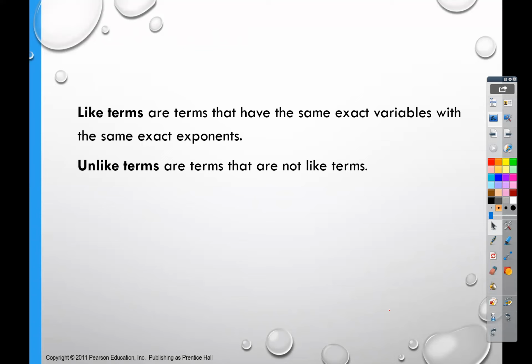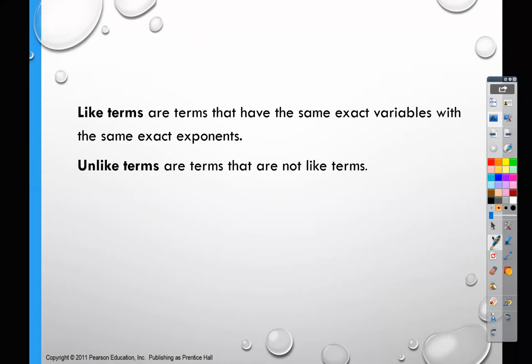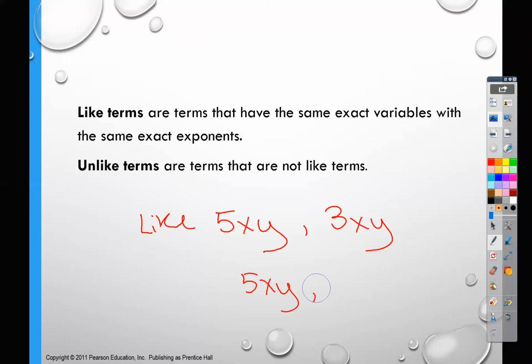So like terms are terms that have the exact variables with the same exact exponents. Unlike terms are terms that are not like terms, obviously. Okay, so what does that mean? That means that even if you have something like 5xy, it has to have something exactly like that to have the same like terms, okay? So if you have, for instance, 5xy and 3x squared y, those would not be like terms because the x is squared in this one.